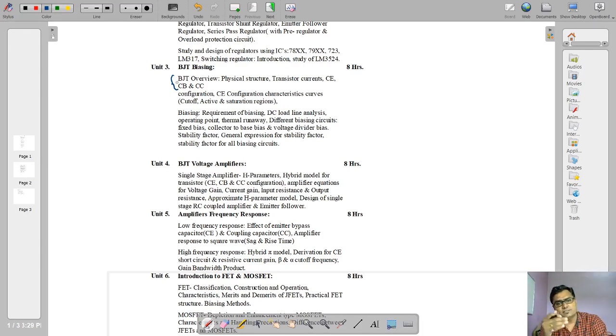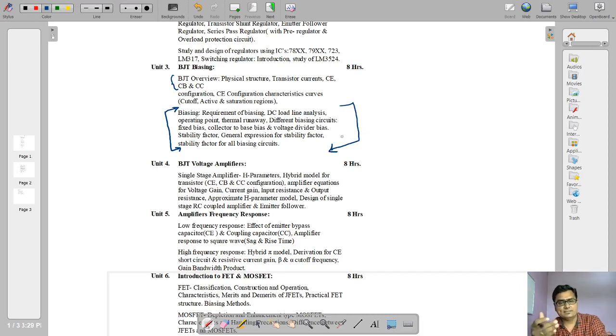And when we finish with this overview of BJT, then we can start with what is biasing. It means if I want to use BJT in an amplifier, or if you want to design an amplifier using BJT, then first I have to bias that BJT. I have to prepare a BJT so that I can use it in an amplifier. So that biasing is included in this part, that is BJT biasing.